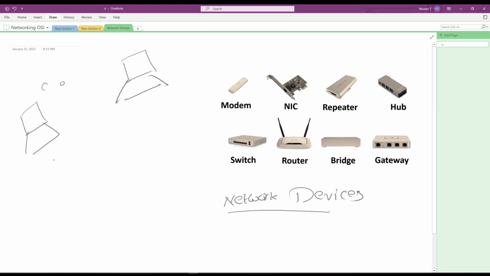There are basically five types of network devices. What are those? Hub. Second one is bridge. Third one is switch and router. And the other one is a repeater.